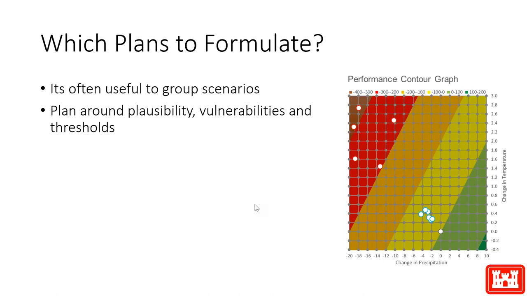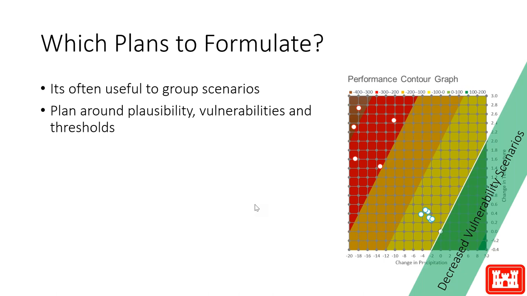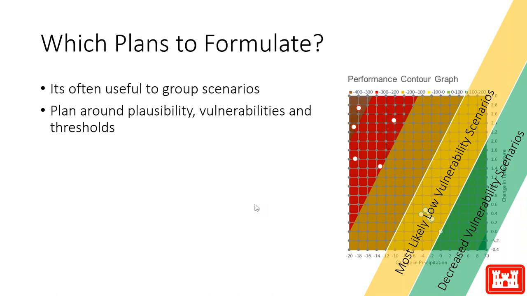It's helpful to group these scenarios together based first on vulnerability. As I mentioned a second ago, we have a set of cooler, wetter scenarios, which lead to an increase in performance. And then we can start to think about grouping together some scenarios also by likelihood. So we see a cluster of GCMs, those blue circles there, which represent a relatively modest amount of climate change and low vulnerabilities. So we might call that a most likely low vulnerability set of scenarios.